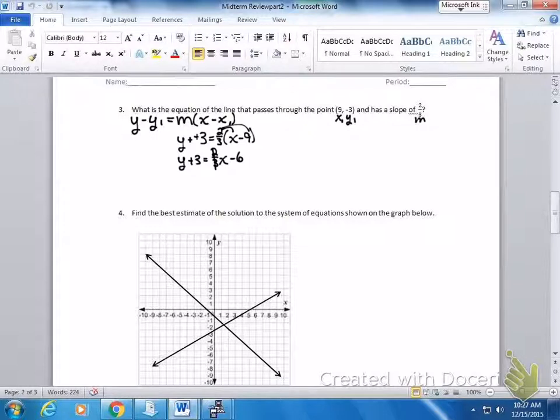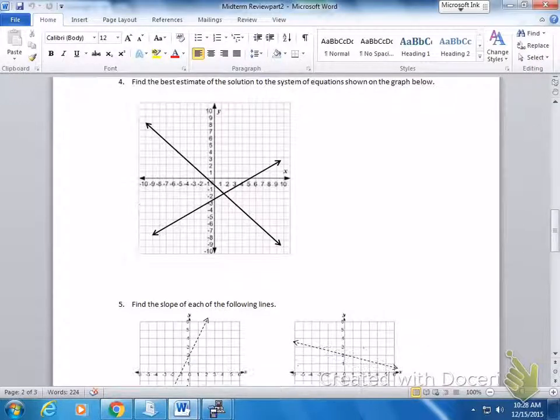Now I need it to be y equals, so I'm going to subtract 3 from both sides. And I get y equals 2/3 x. Negative 6 minus 3 is negative 9. There's your equation. Now, once it shows you the slope, you know any equation you're going to get is going to have that as the slope. If you see a multiple choice without the 2/3 or whatever your slope is, get rid of it. Let's go to the next one.